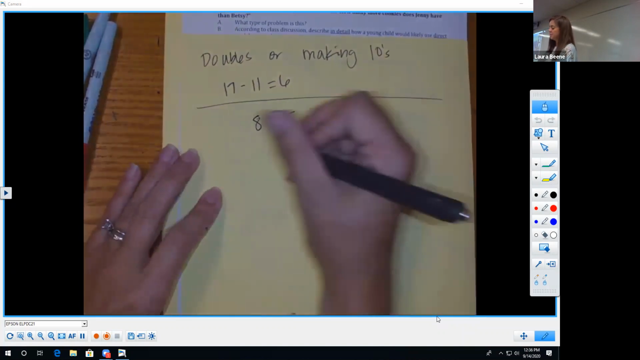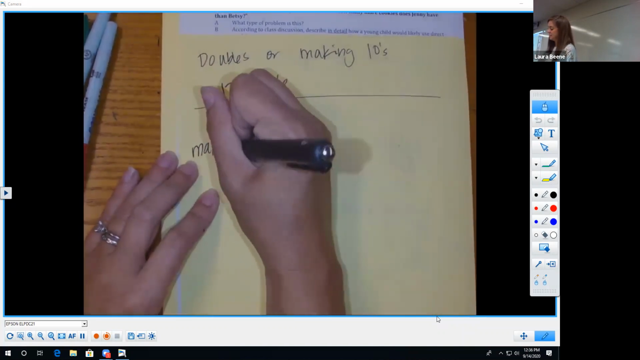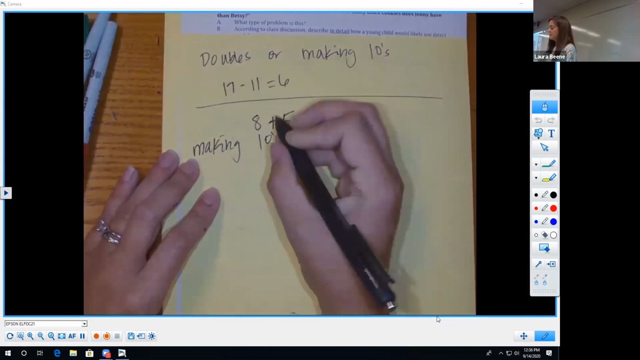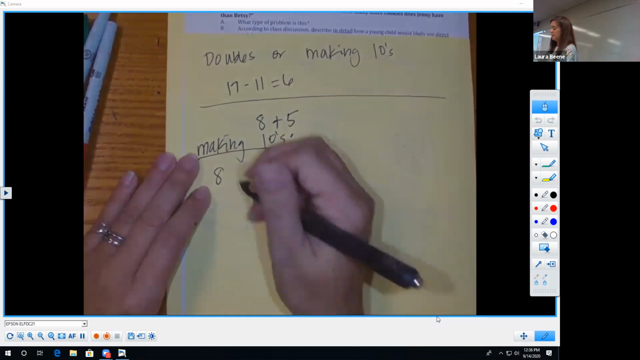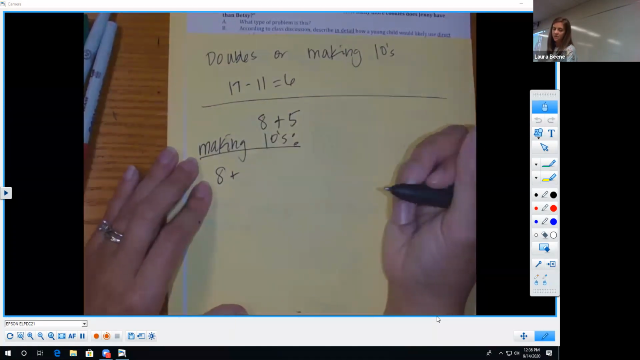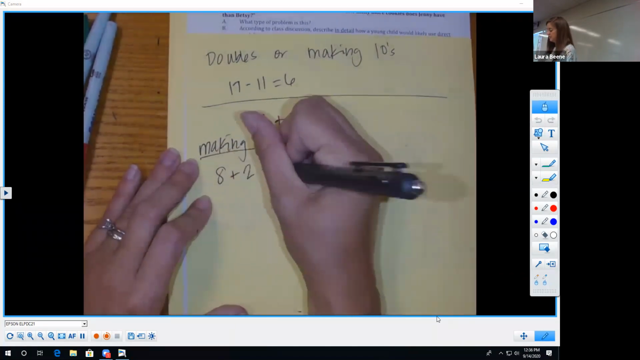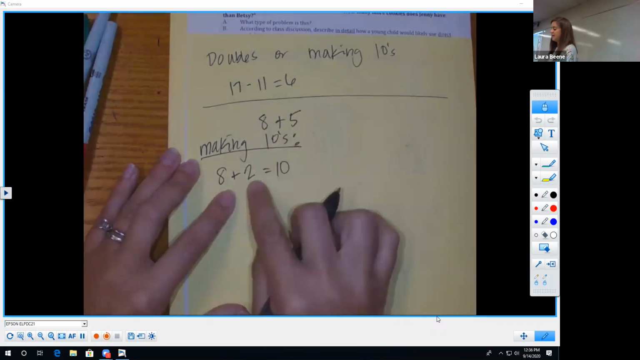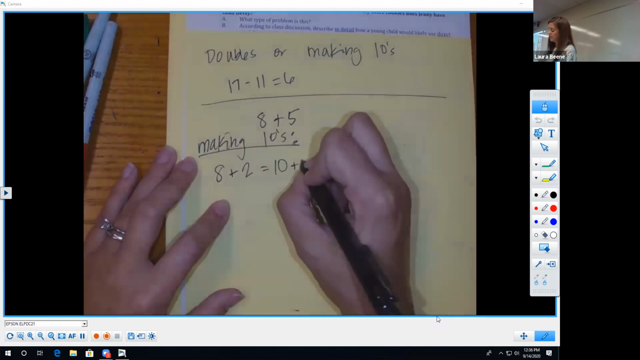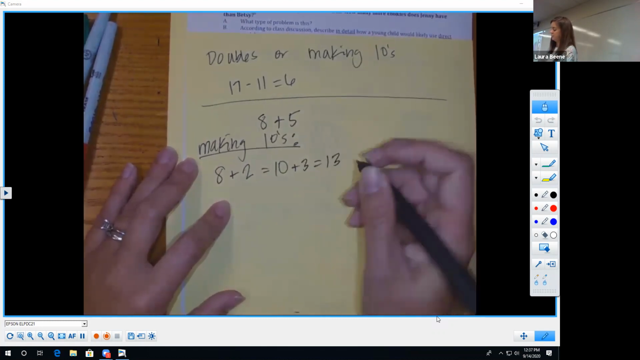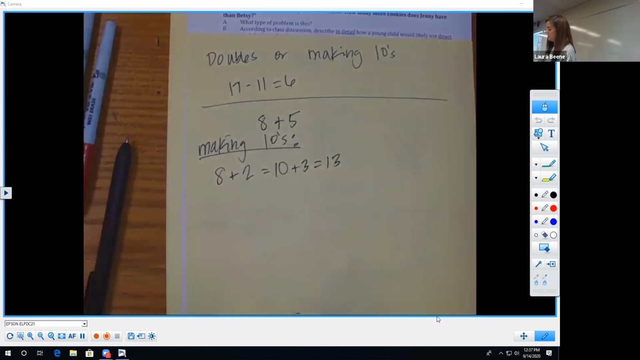If I wanted to do 8 plus 5 with making tens, the way I would do it is, I would say 8 plus what makes 10? Well, 8 and 2 make 10, but we need to add 5. So how much more is 5 than 2? Well, it's actually 3 more. So I need to add 3 more to get to 13. And this is the 5 right here.